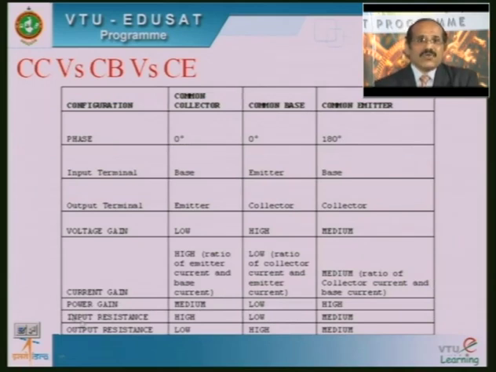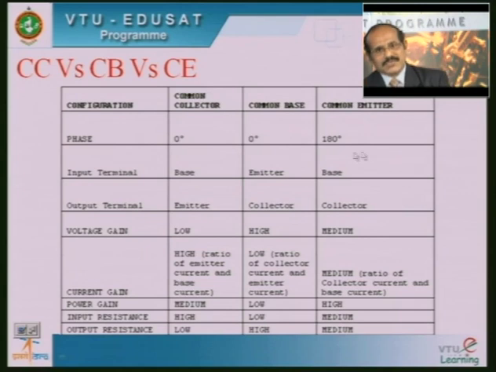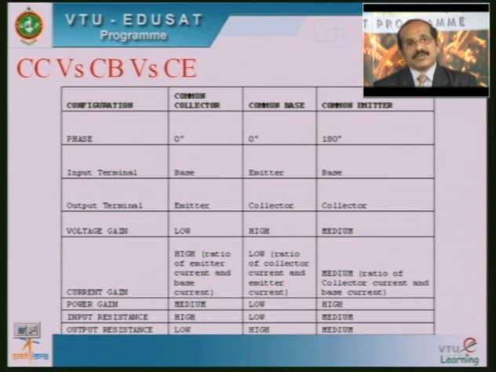So finally, what you conclude is that the common collector configuration is used as an impedance matching device. It is only because it has high input impedance and low output impedance here, whereas the common emitter configuration is preferred as the amplifier. It is only because it has a high voltage gain, that is, moderate voltage gain and moderate current gain here.